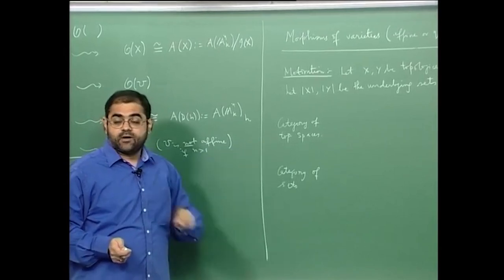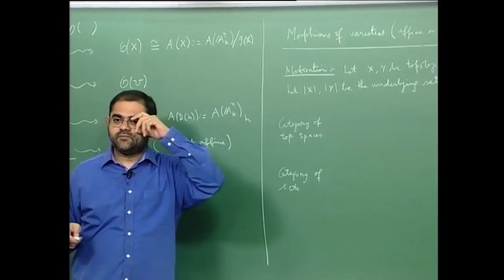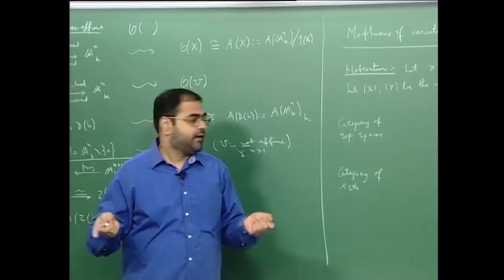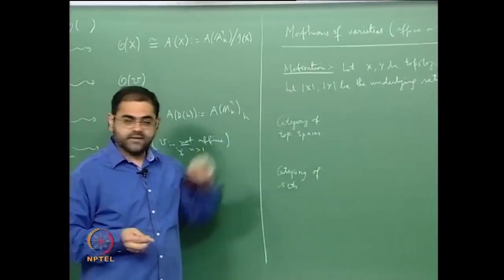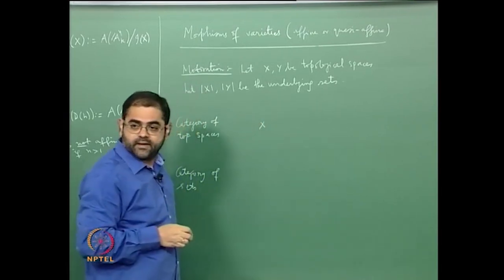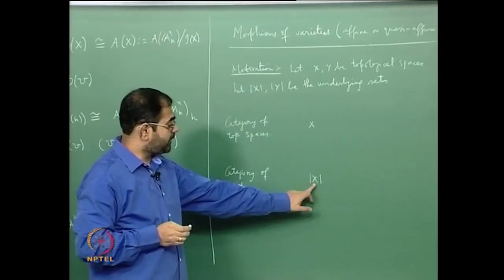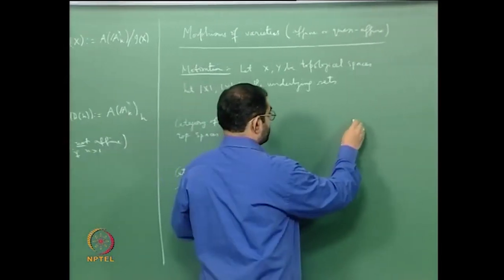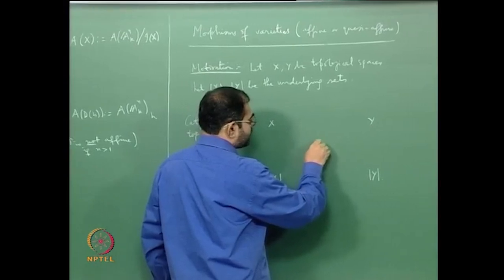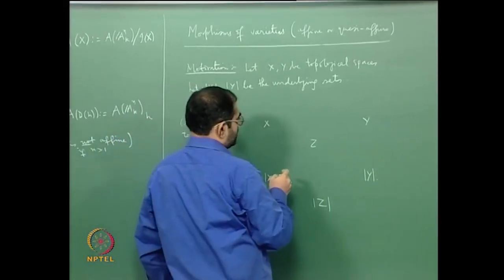When I say category of topological spaces, the objects are topological spaces and the maps are not just maps of sets, but they have to be continuous maps. And you can go on like this. For example, if you take the category of rings, the objects are rings and the maps are not just set theoretic maps, they are ring homomorphisms, and so on and so forth. But I am only interested in these two categories. If you take the topological space X, then I have the corresponding underlying set mod X. If you give me the topological space Y, I have the underlying set mod Y. And if you give me another topological space Z, then I will again get the set mod Z.